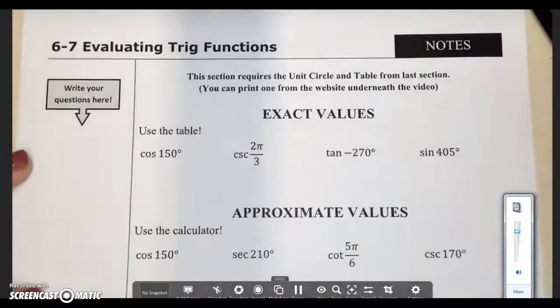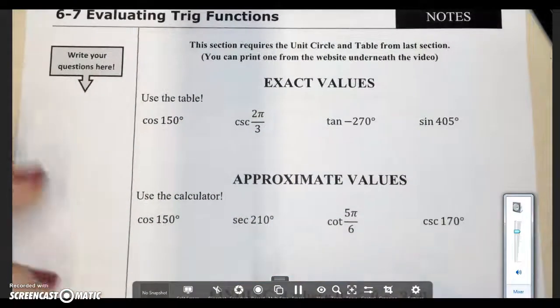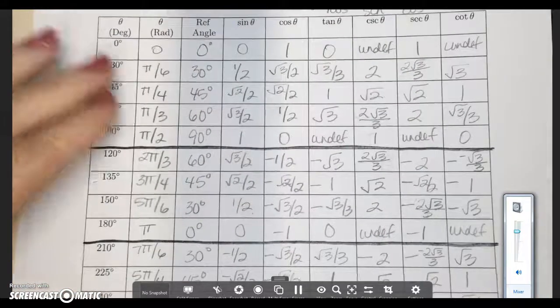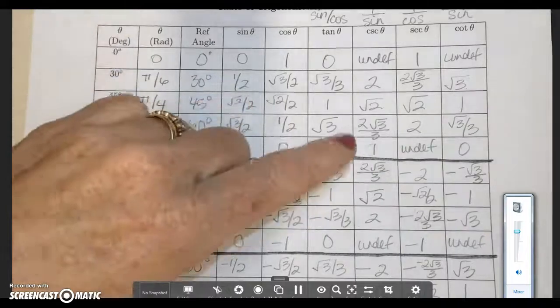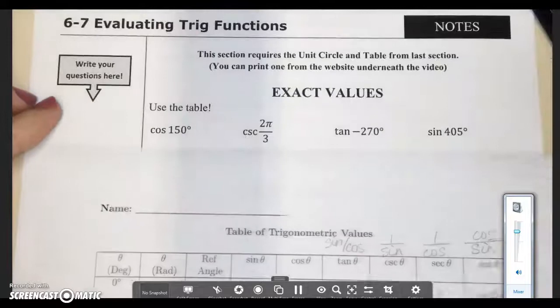Okay? Alright, so for these first four, we're actually going to use our trig table that we came up with. All of the values on this trig table came from the unit circle, right? At least the sine and the cosine. Then we derived tangent, cosecant, secant, and cotangent from those numbers. So let's start with 150.